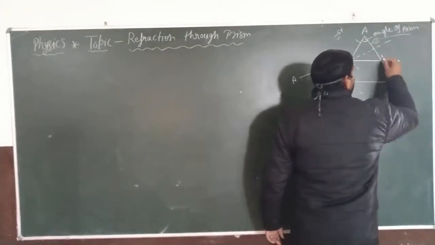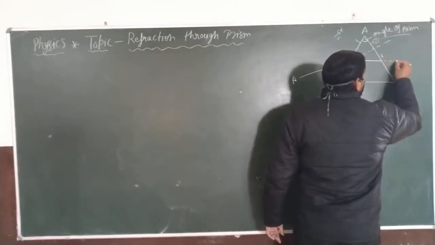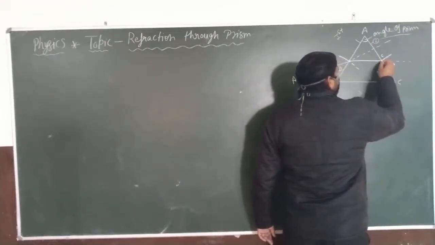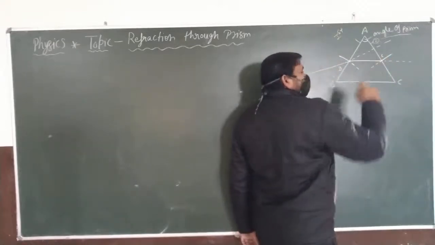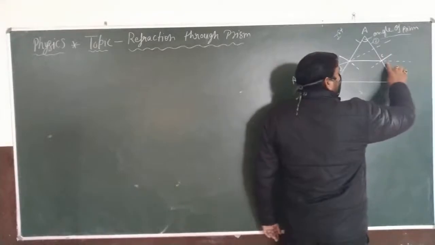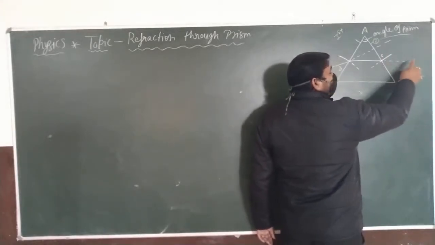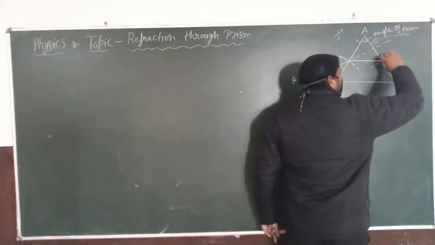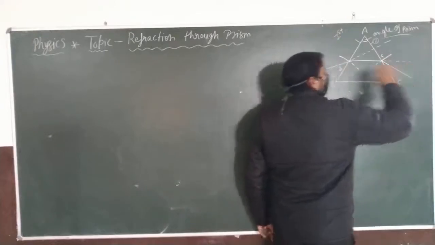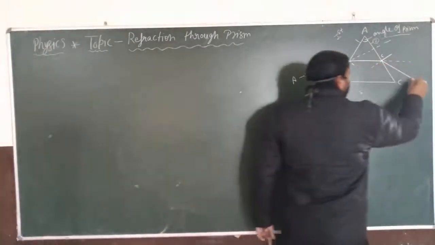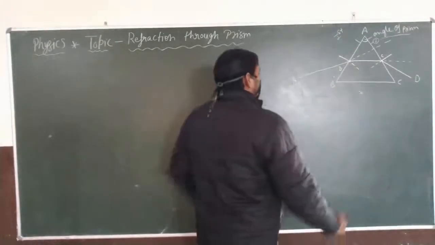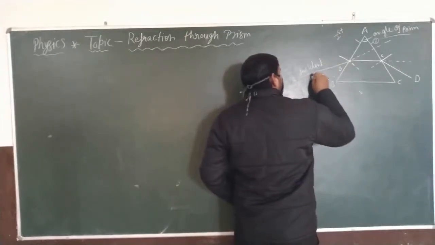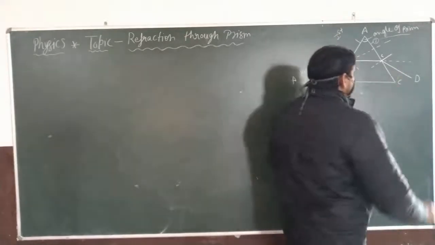Then after it needs to pass in this direction, but this is the second normal with the second refracting surface, and it will not move straight because it suffers refraction again at point C and moves away from the normal in the direction of D. So this ray is called the incident ray. This ray is called the emergent ray.